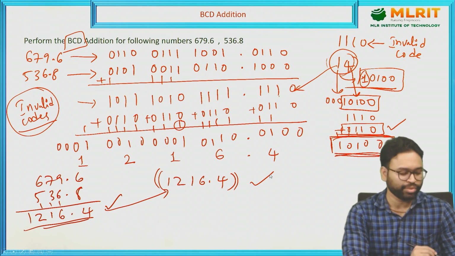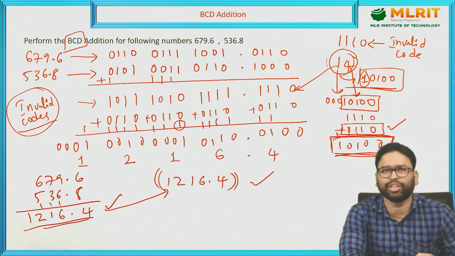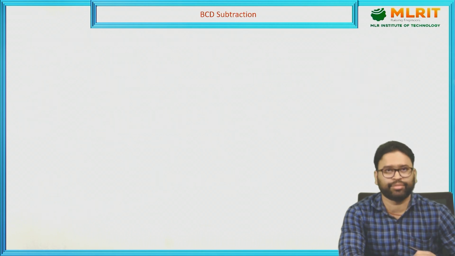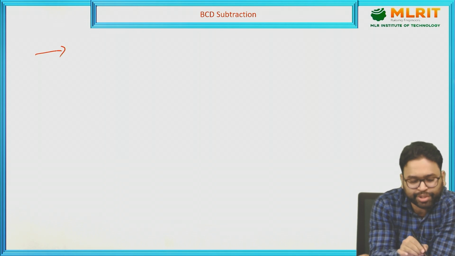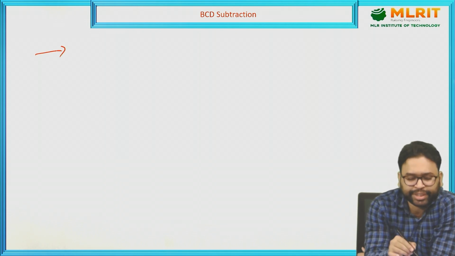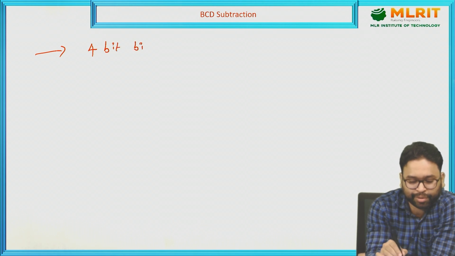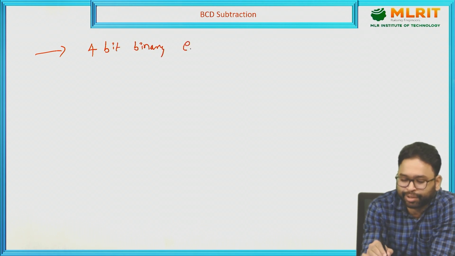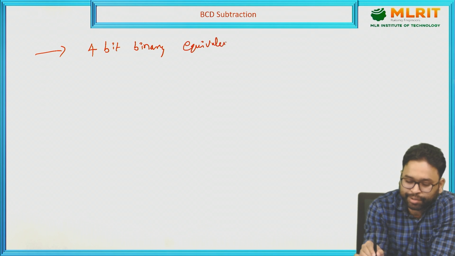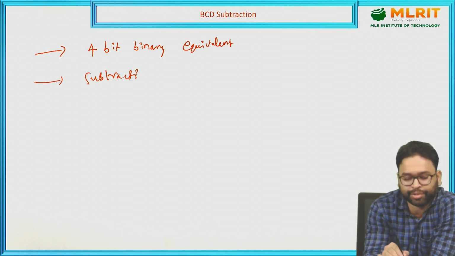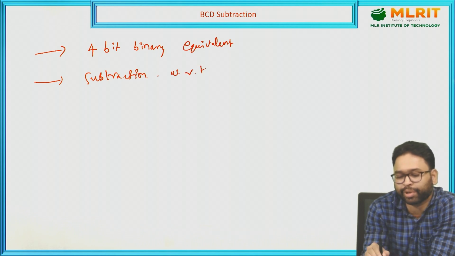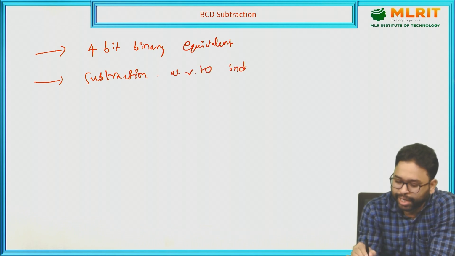Okay. Now let's look into the subtraction rules and how to correct the subtraction. BCD subtraction is also like a regular binary subtraction only. First, we need to represent each and every digit with its 4-bit binary equivalent. There onwards, you are supposed to perform the subtraction with respect to individual groups.